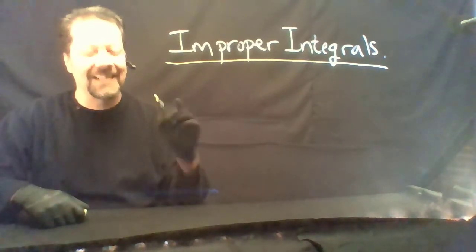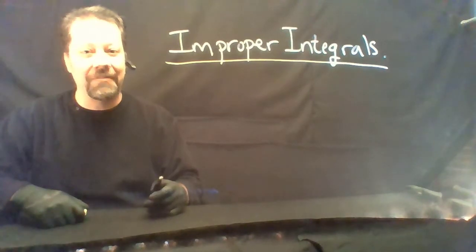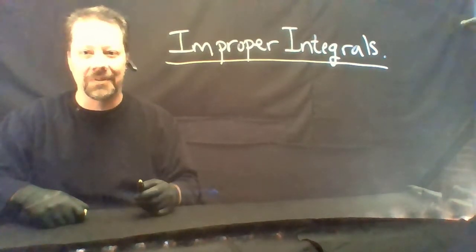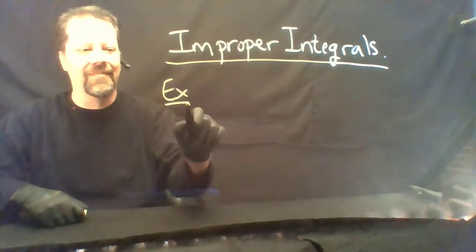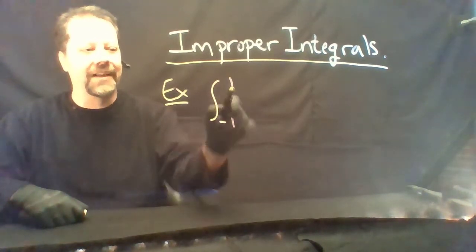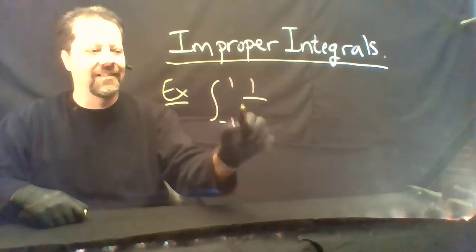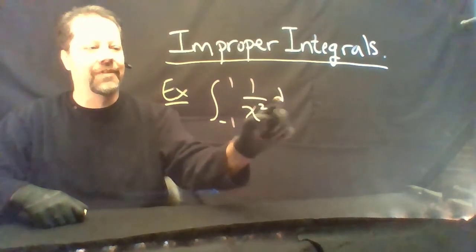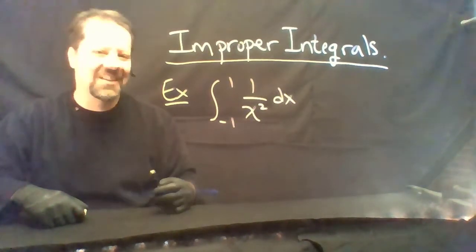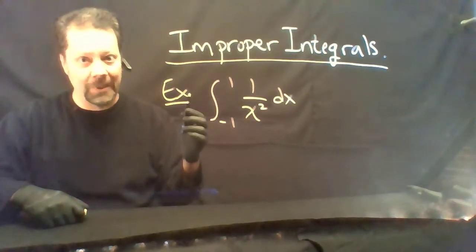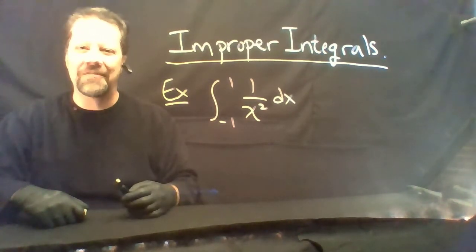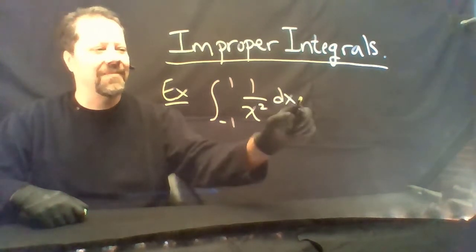Not really, but to motivate the definition of improper integral, I'd like to go through an example. Let's try to integrate from -1 to 1 the function 1 over x squared dx. What do you think we'll get? Let's try, stupidly, to apply the fundamental theorem of calculus.